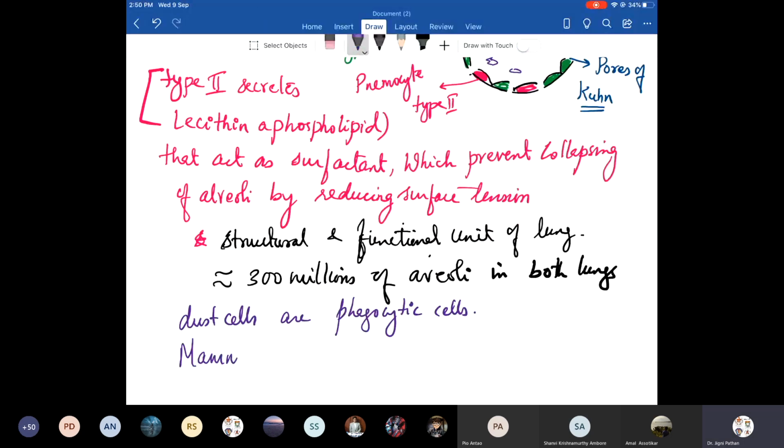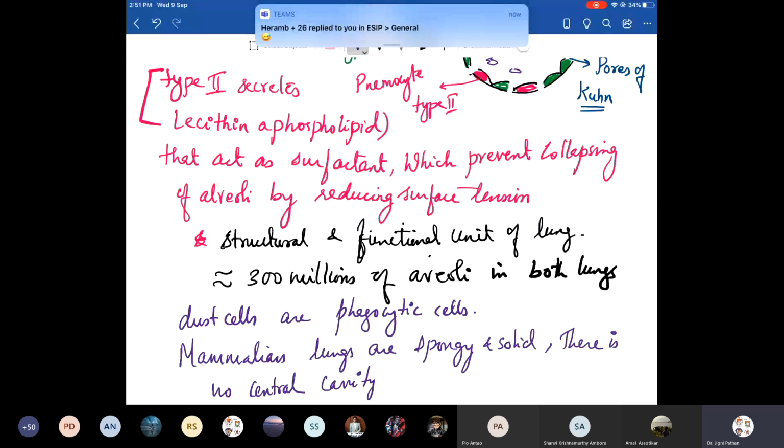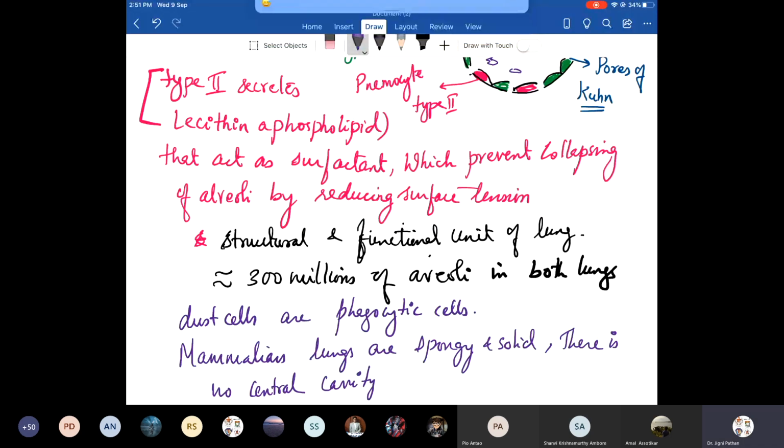Mammalian lungs are spongy and solid, but there is no central cavity. Okay. Next.